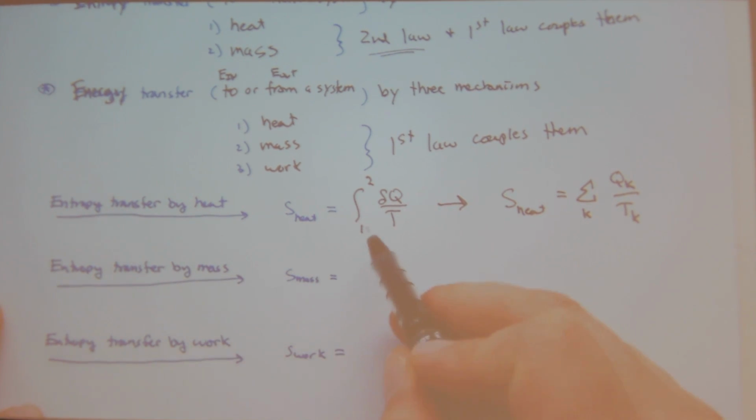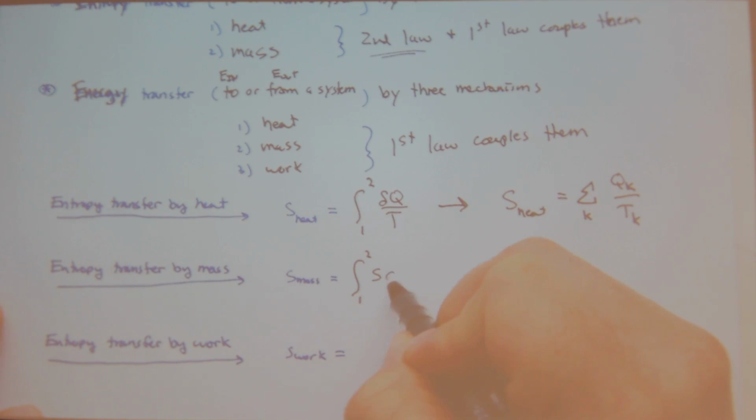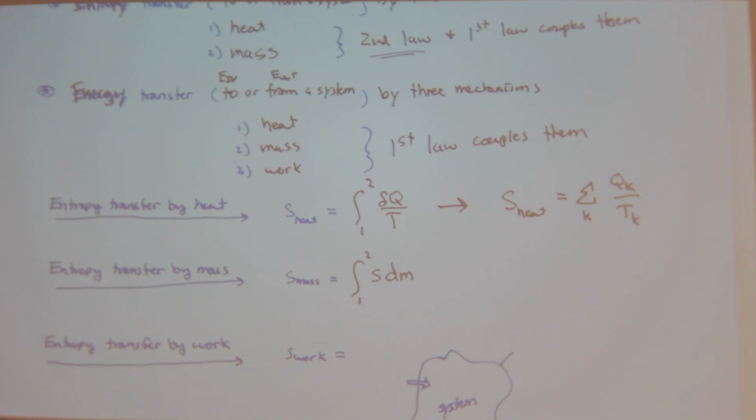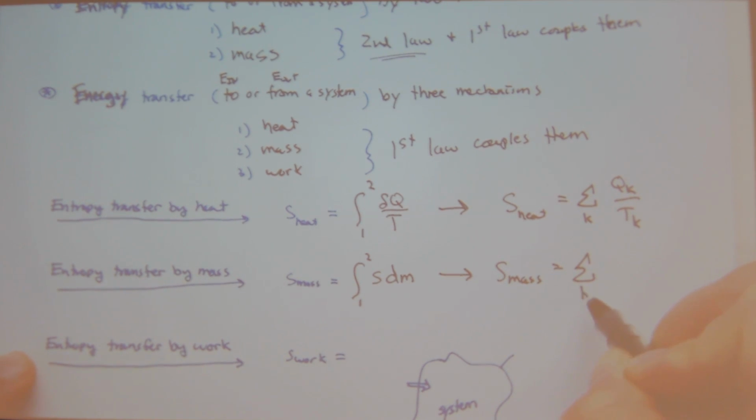So entropy transfer by mass, I can write in a similar expression. The total entropy added by mass is the integral from 1 to 2 of s dm. Okay. More related to what we have been doing when we do energy balance, is equal to the sum over k of s_k m_k.